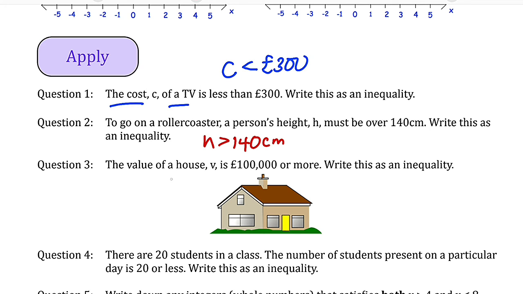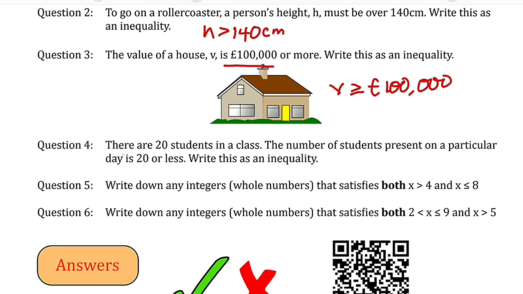Then question number 3, the value of a house V is 100,000 euros or more. So we take this V, which is the value, it must be greater than or equal to this amount, 100,000. Number 4, there are 20 students in the class. The number of students present on a particular day is 20 or less. So let me use n for the number. They must be less than or equal to 20. So they must all be present or some of them are absent.